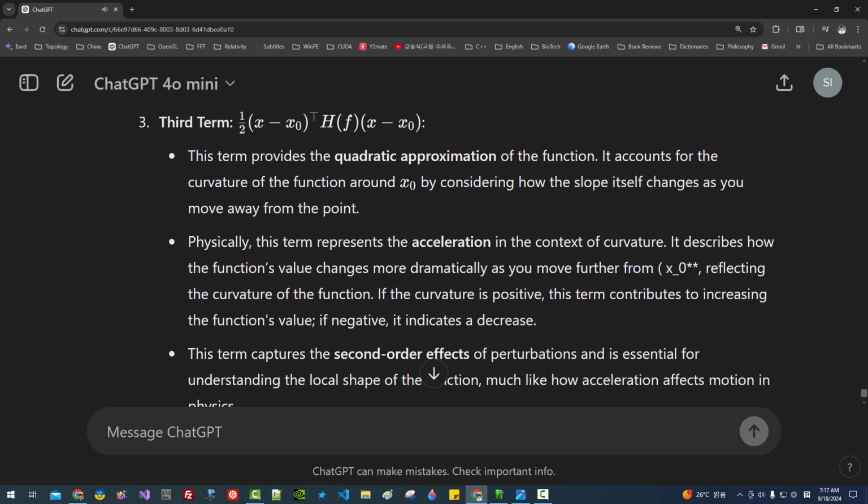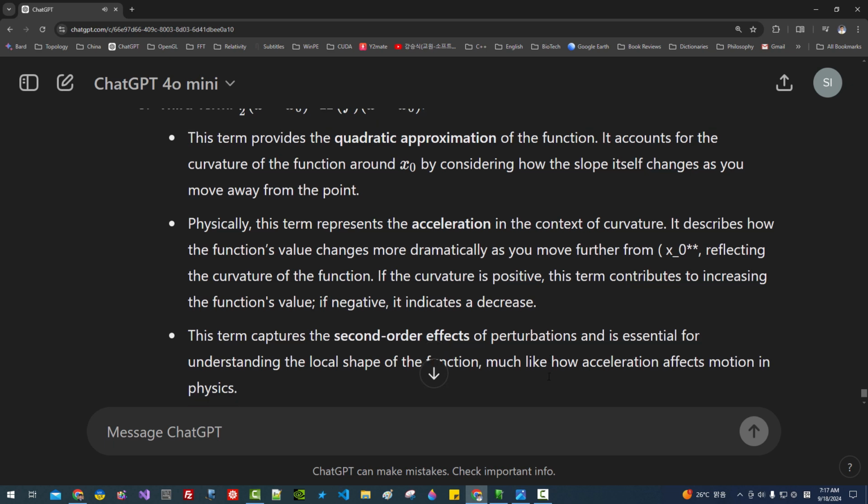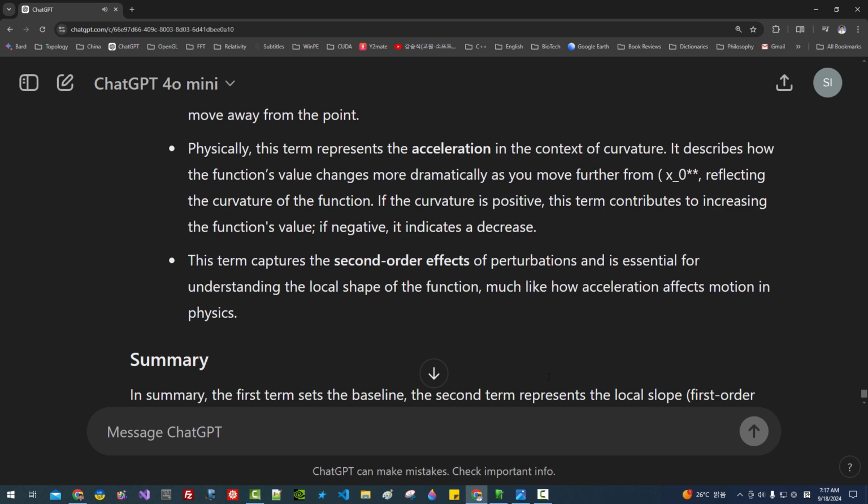3. Third term. This term provides the quadratic approximation of the function. It accounts for the curvature of the function around x0 by considering how the slope itself changes as you move away from the point. Physically, this term represents the acceleration in the context of curvature.